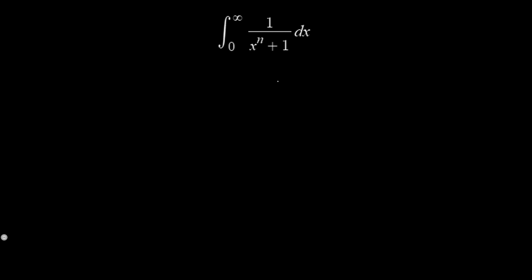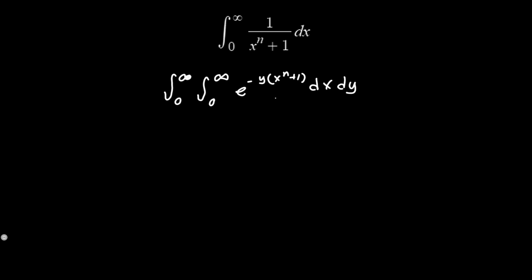So we know that the integral from 0 to infinity of e to the negative alpha x dx is equal to 1 over alpha. And we're going to use this fact to rewrite our original integral as a double integral. So I'm going to rewrite this as the integral from 0 to infinity, and the second integral from 0 to infinity of e to the negative y times x to the n plus 1 dx dy.